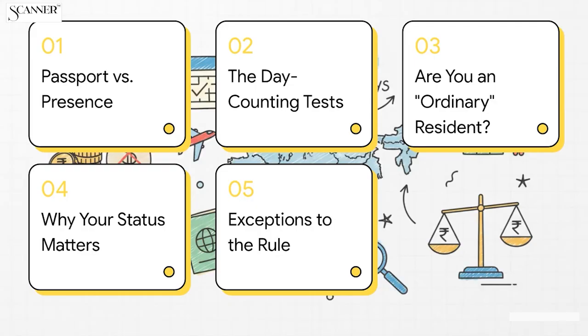So here's how we're going to break this all down. First, we'll talk about why your physical presence, where you are, matters so much more than your passport. Then, we'll get into the specifics, the actual day-counting tests the law uses. After that, we'll figure out what it means to be an ordinary resident, and most importantly, why all this matters for your wallet. And finally, we'll touch on a couple of key exceptions to the rules.